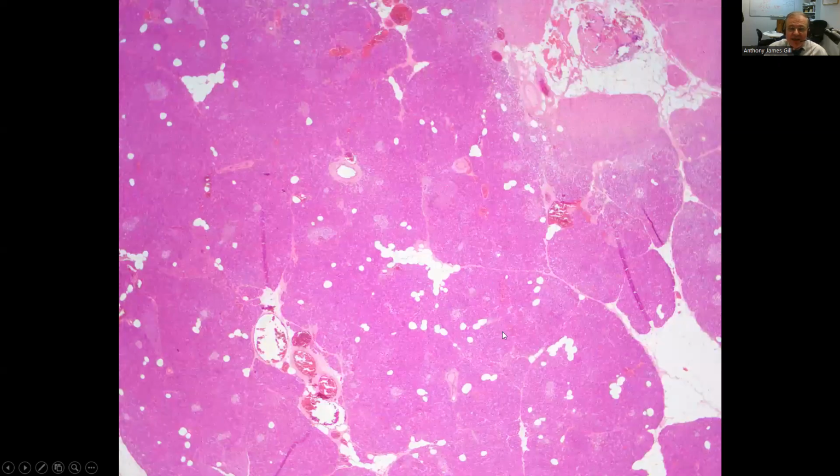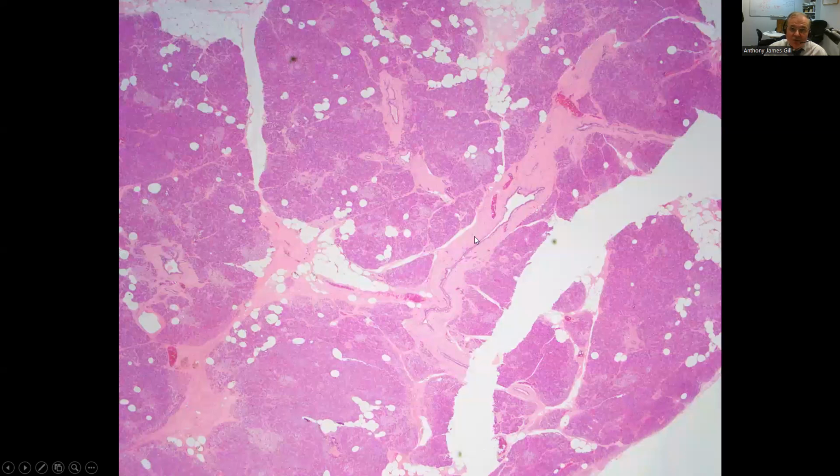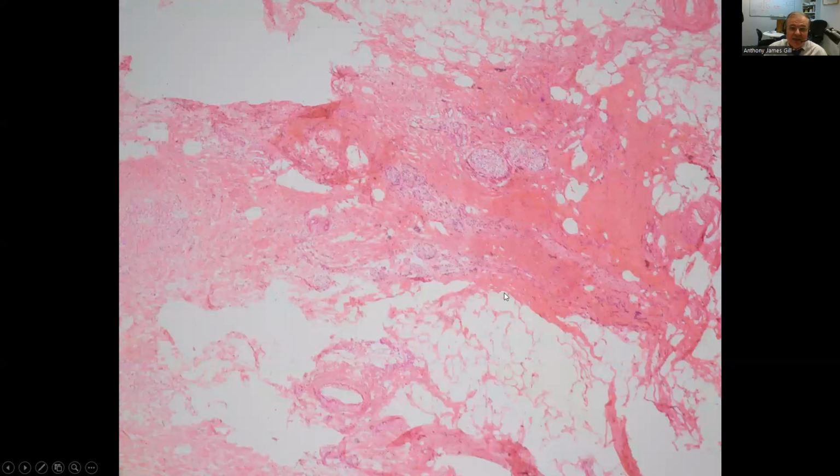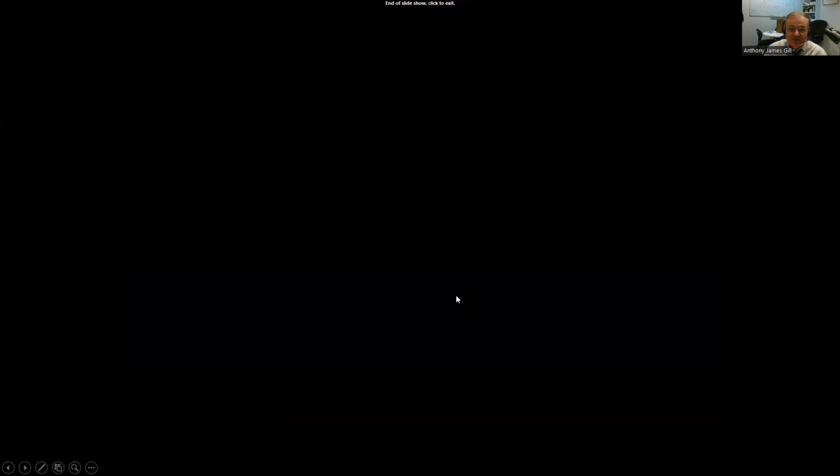And again, here we have some fat as well within the pancreatic parenchyma, 10% fat, 80% fibrosis, 10% acinar cells. Here we have about 90% acinar cells, 10% fat. Here we have maybe 20% fat, 30% fibrosis, 50% acinar cells. Here we have about 50% fat, 40% fibrosis, 10% acinar.